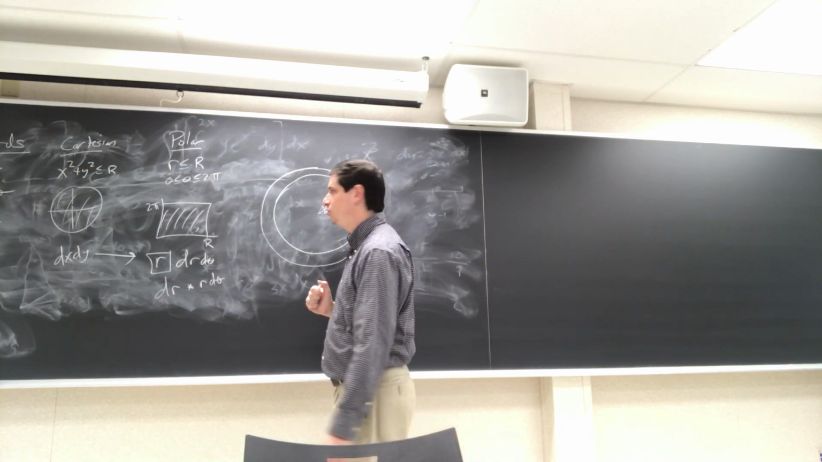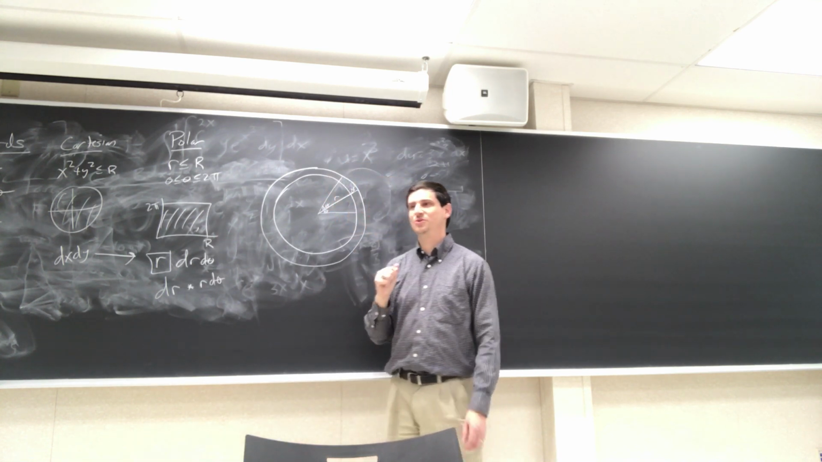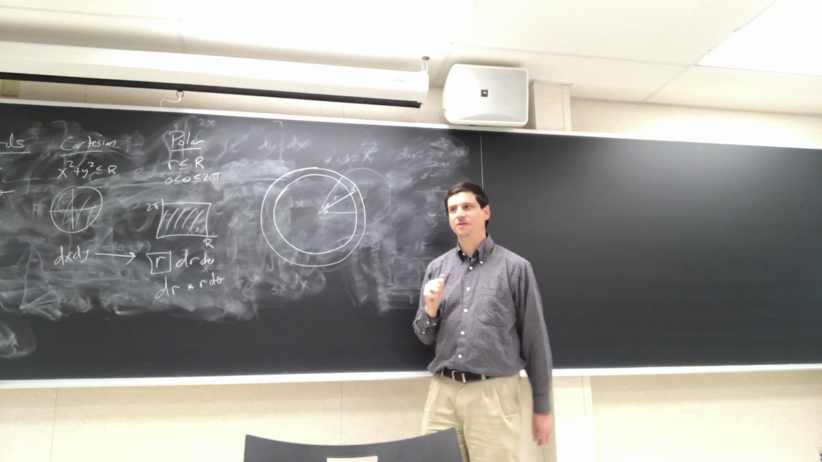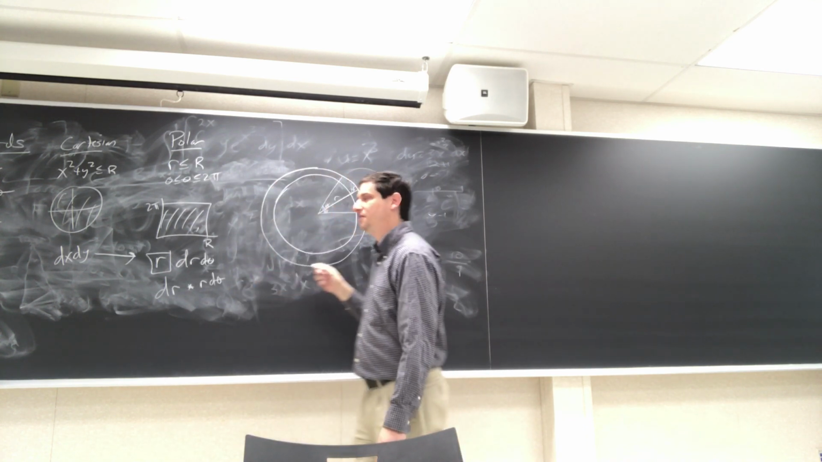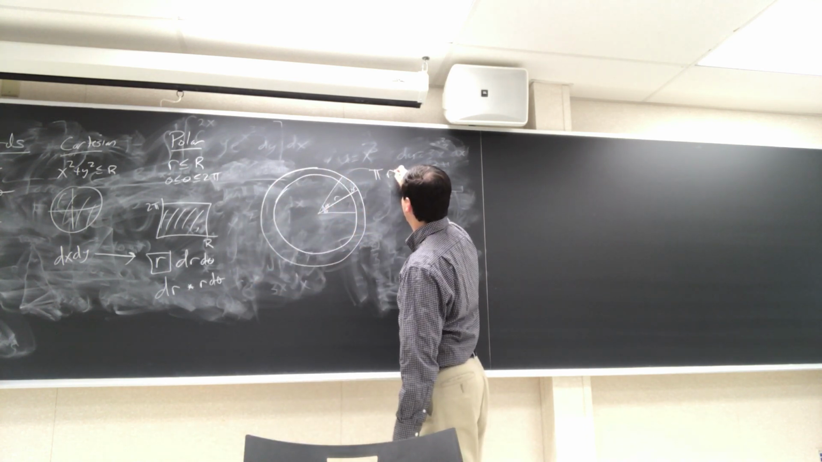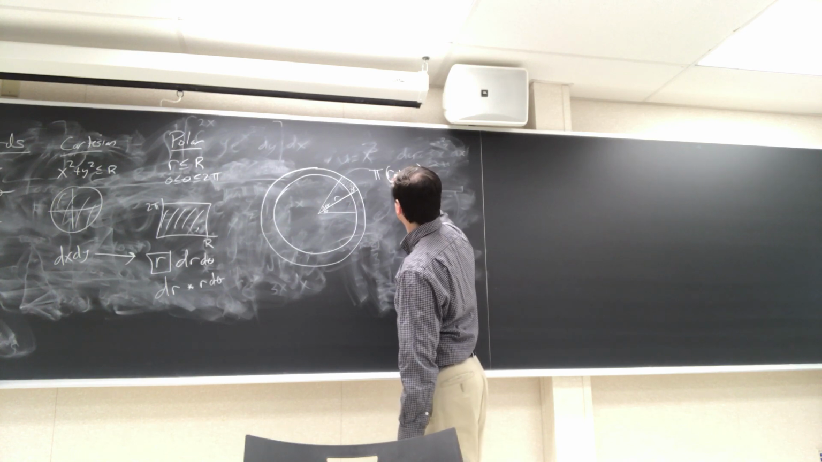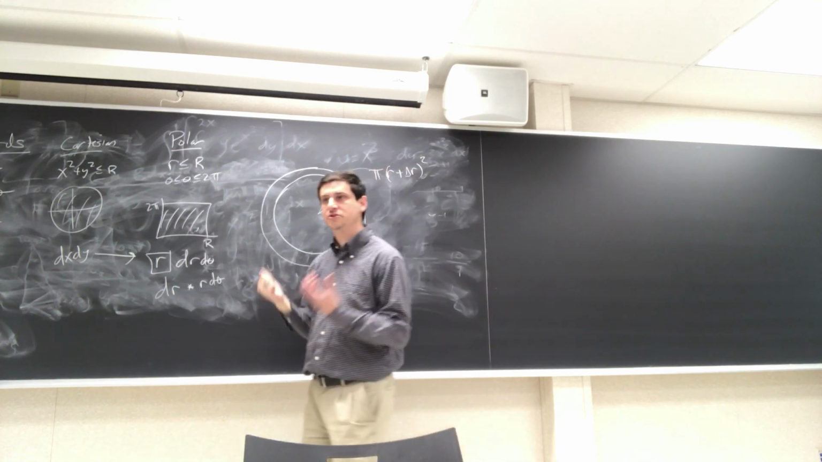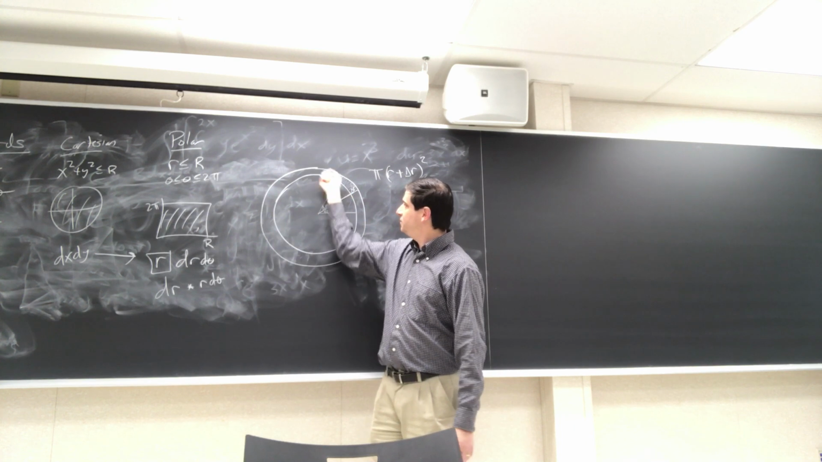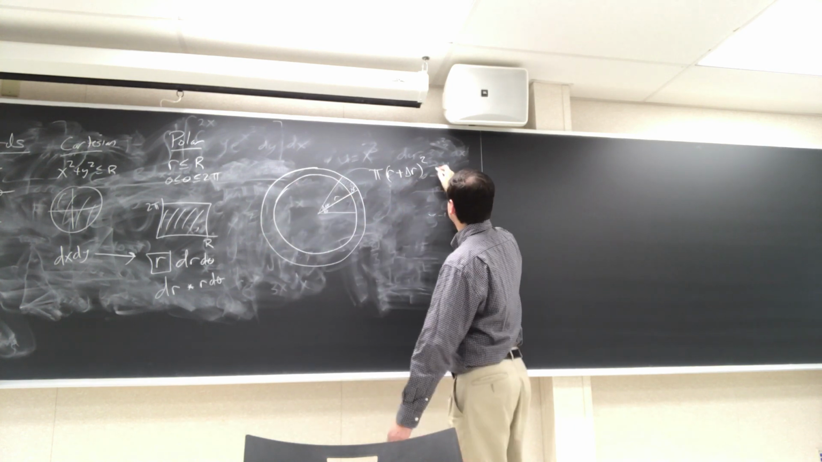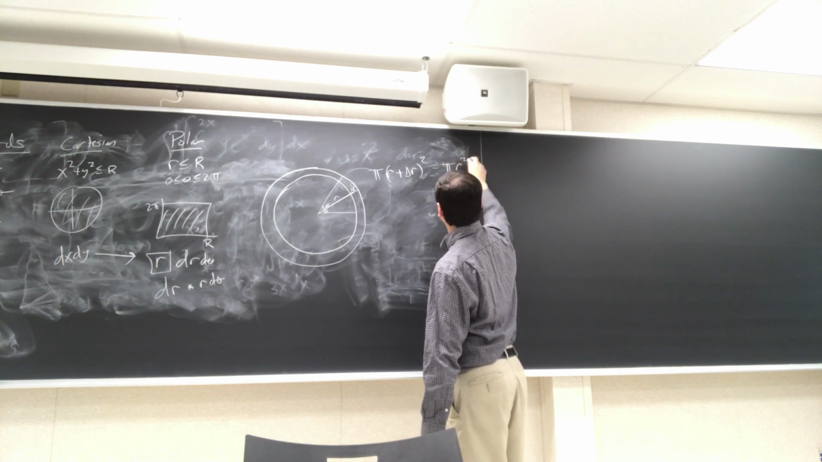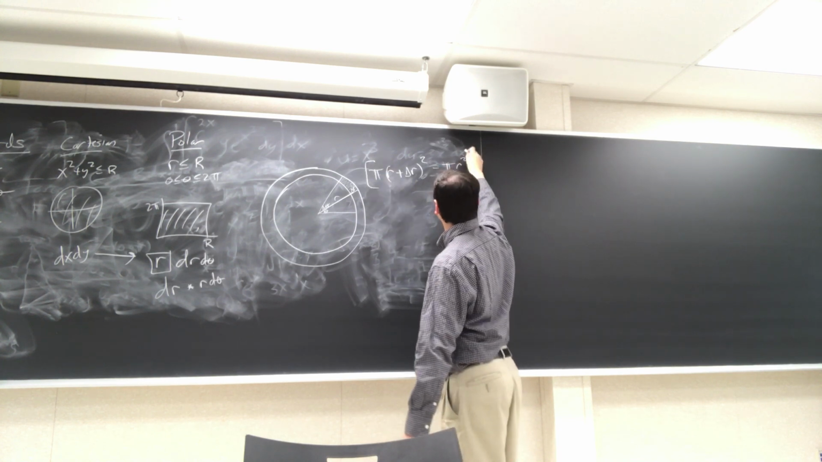Pi r squared. Not pi r squared. Close, but not quite pi r squared. The whole big outer circle. Yes? Pi (r plus delta r) squared. R plus delta r. That's the area of the whole big circle. If I subtract the area of the smallest circle, then I'll get the area of the ring. So now I subtract pi r squared, and that's going to be the area of the ring.